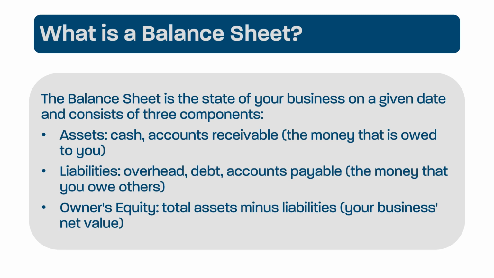The balance sheet has three components: assets, cash, accounts receivable, the money that is owed to you; liabilities, overhead, debt, accounts payable, the money that you owe others; owner's equity, total assets minus liabilities, your business's net value. The balance sheet lets you know how healthy your business is since it shows you a picture of revenue, debt, and how much money you are taking out of the business. The balance sheet gets its name from being in balance, specifically the owner's equity equals the total assets, minus liabilities. This is your net value.